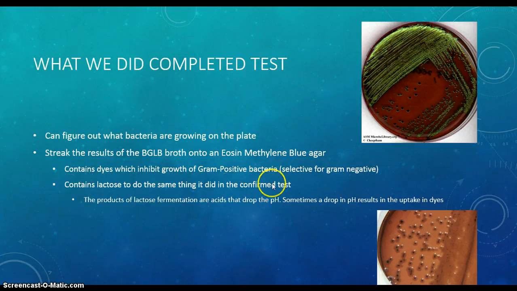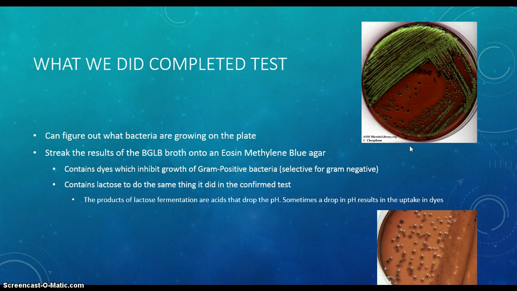And it also contains lactose, which again does the same thing as the presumptive and confirmed test in that it allows coliforms to grow. So the products of this lactose fermentation are going to be specific acids that may drop the pH of the surrounding area around the colony. And so this drop in pH allows the uptake of some of the dyes, and what you get, as we see in this E. coli sample, is that it makes this metallic green sheen over the colonies.